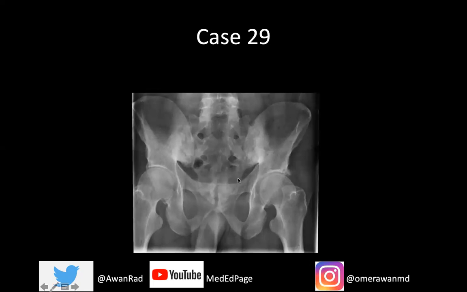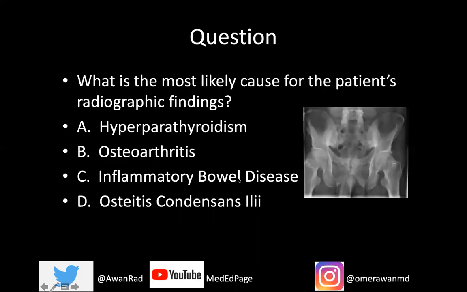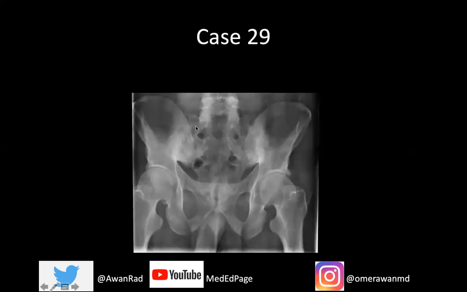Okay. Case 29, we have a frontal view through the SI joints. These SI joints are markedly abnormal. What's the cause for the patient's radiographic findings? Well, notice that there's bilateral symmetric sacroiliitis. There's sclerosis, there's lucency. These are all erosions on the bilateral aspects of the SI joints. Look at all these erosions. It's bilateral, it's symmetric. That should make you think of the seronegative spondyloarthropathies, particularly ankylosing spondylitis or inflammatory bowel disease.